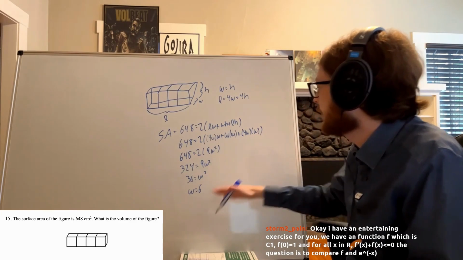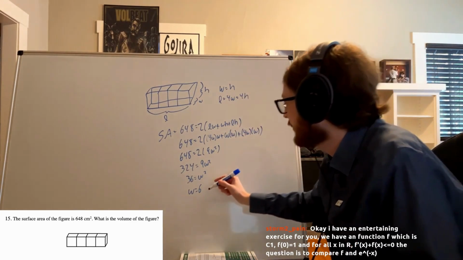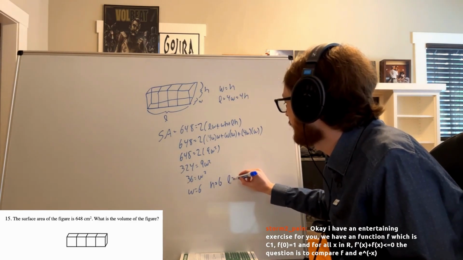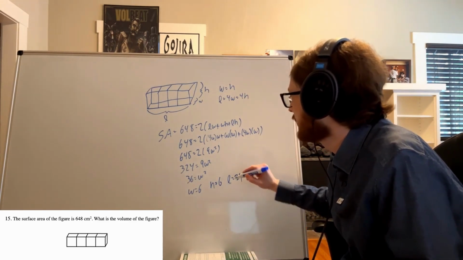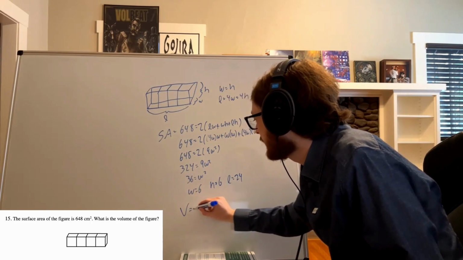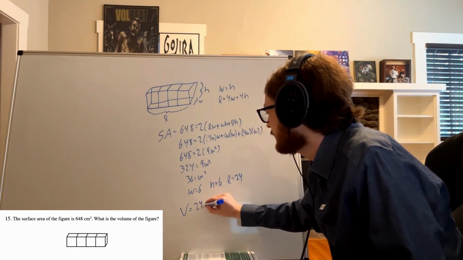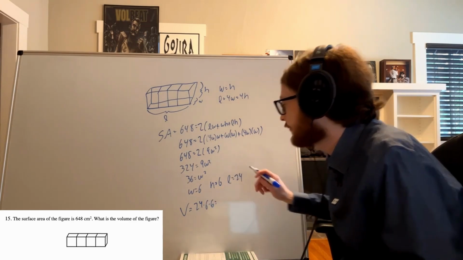Okay, so if we know w, we know that height is also 6, and length is equal to 4 times that, so 24. Now to work out the volume, we know we have everything we need. Width times height times length. 24 times 6 times 6 is definitely a number.